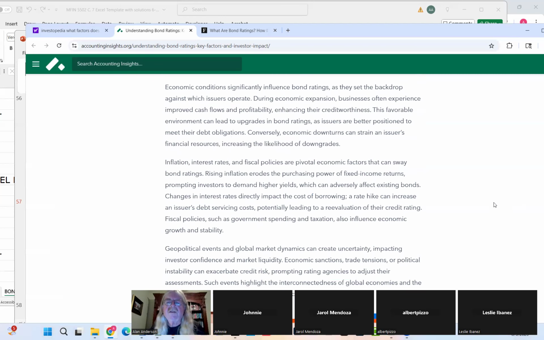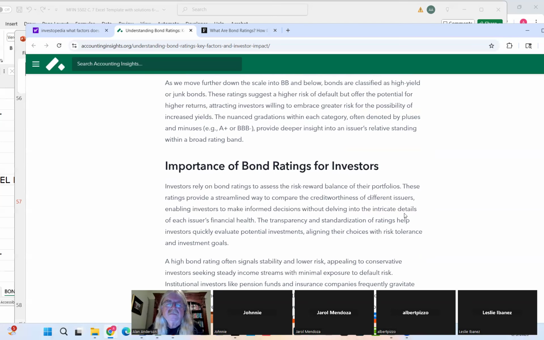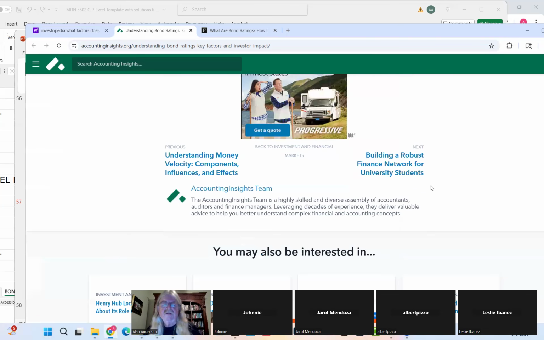Inflation, interest rates, and fiscal policy are pivotal factors that can sway bond ratings. Rising inflation erodes the purchasing power of fixed income returns, prompting investors to demand higher yields, which can affect existing bonds. Changes in interest rates directly impact the cost of borrowing. Higher interest rates from the Fed can affect an issuer's debt servicing costs. Fiscal policies, government spending, taxation, geopolitical events, et cetera. All right, well, that was pretty good.